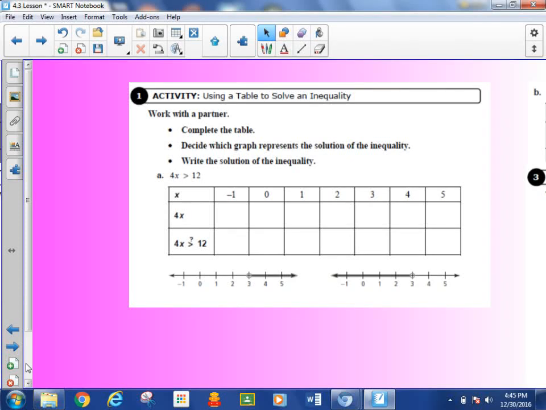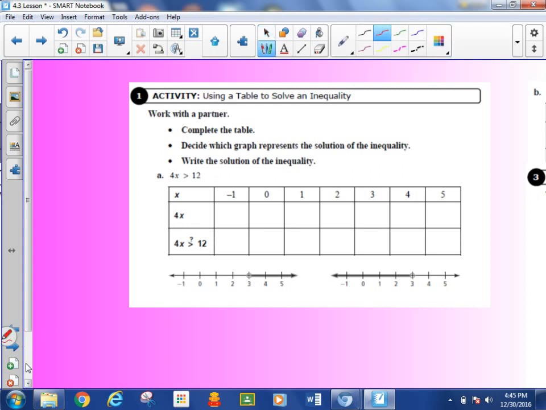Okay, in this activity, we're going to be working with inequalities and understanding inequalities that involve multiplication and division. So we're going to break it down. It says, complete the table, decide which graph represents the solution of the inequality, and then write the solution of the inequality.